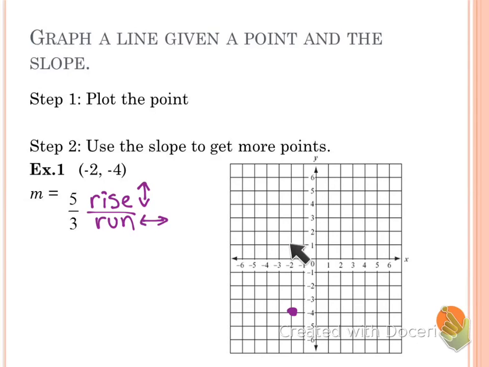If my 3 is positive, should I go left or right? To the right. 1, 2, 3, and that is where I want to put my next point. So we have to go up 5, over to the right 3, and we get a second point. And then we can do that again, starting from this point. We can go up 5 more, to the right 3 more, and we would be able to put another point. Up 5 again, over 3 again. And notice all 3 of these points are on a straight line.